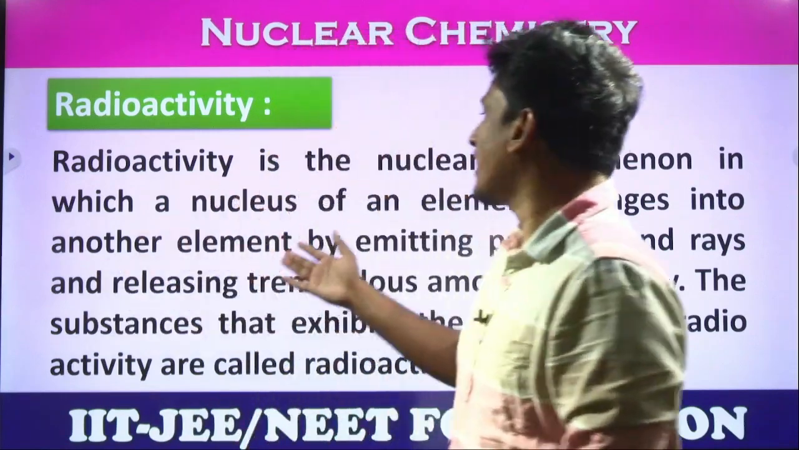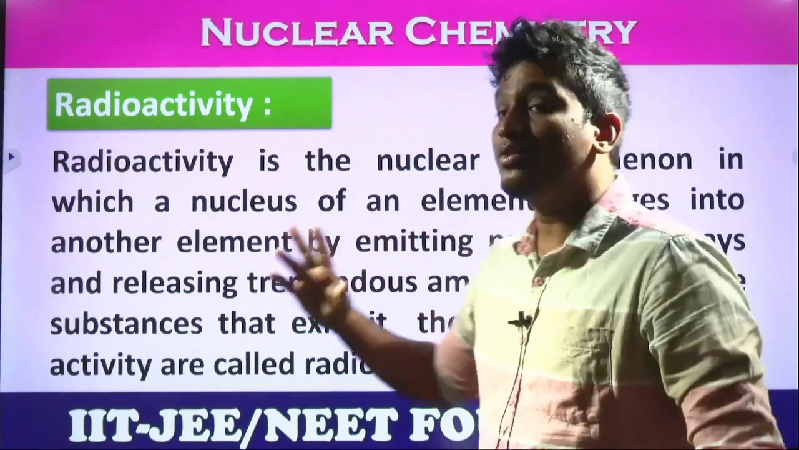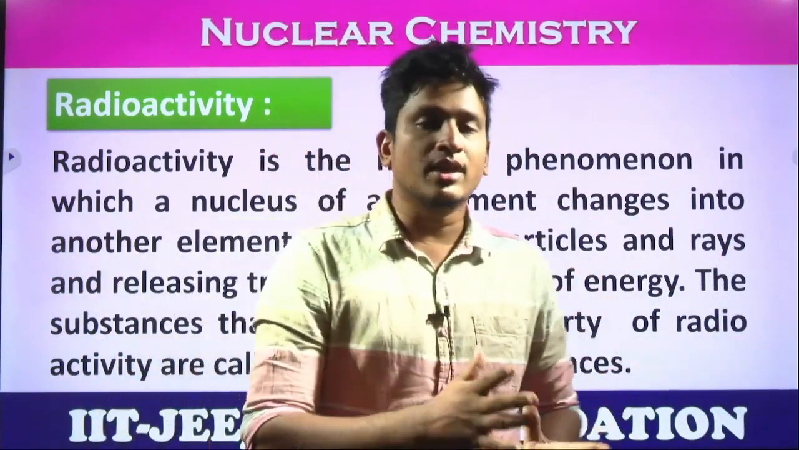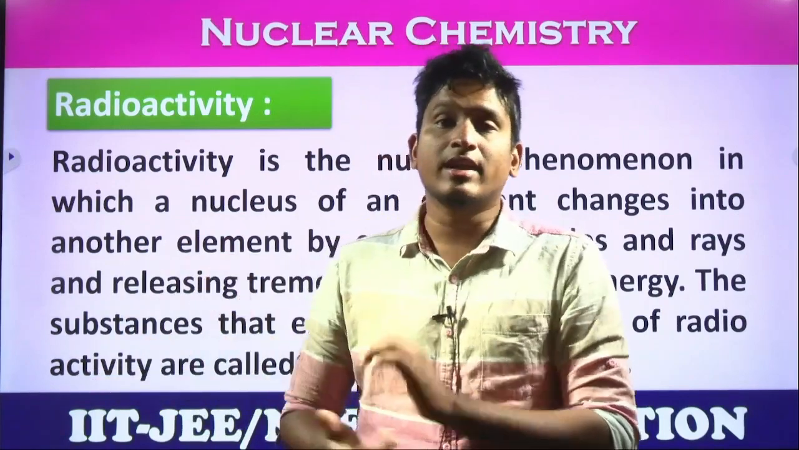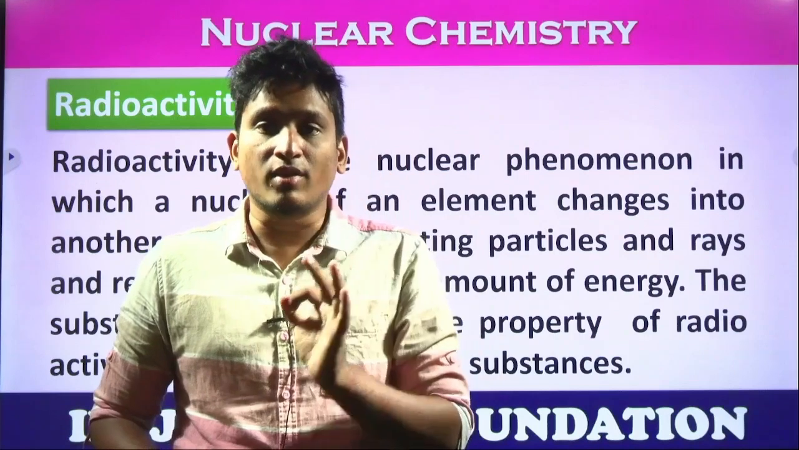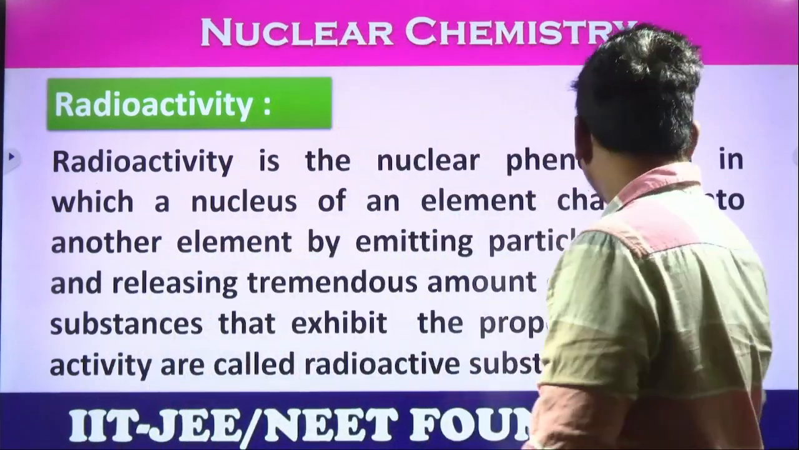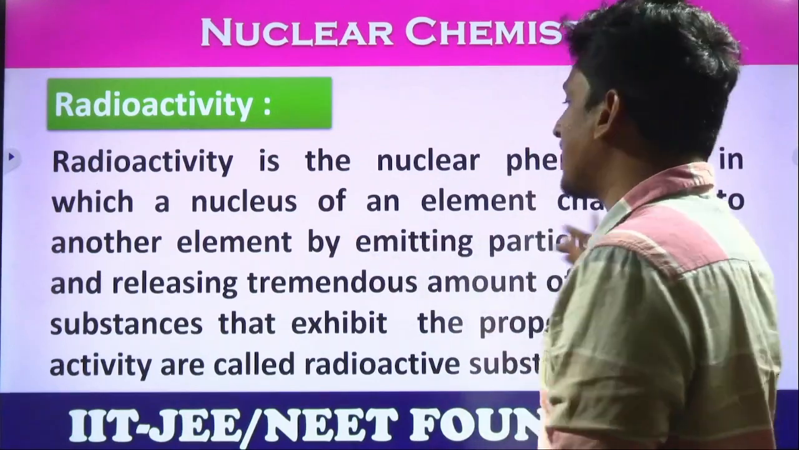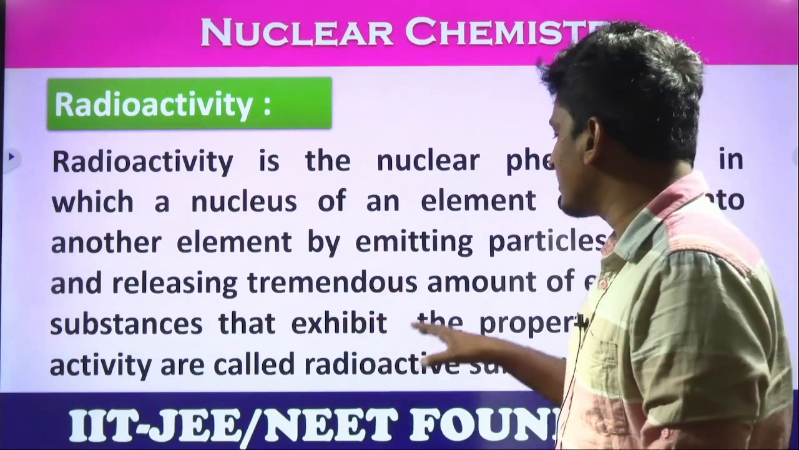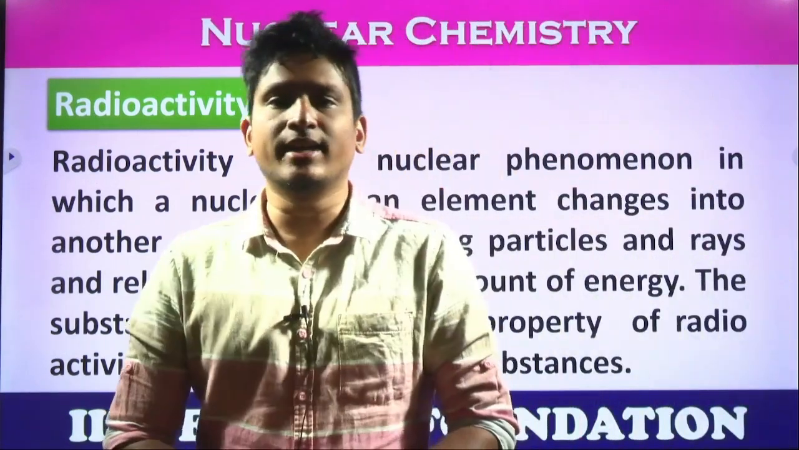So radioactivity is the nuclear phenomenon in which the nucleus of an element changes into another element. During a chemical reaction, one compound converts into another compound. During a nuclear reaction, one element changes into a new element. Why? Because this time what are changing? Subatomic particles are changing, mainly protons. So by emitting particles and rays and releasing tremendous amounts of energy, the substances that exhibit the property of radioactivity are called radioactive substances.